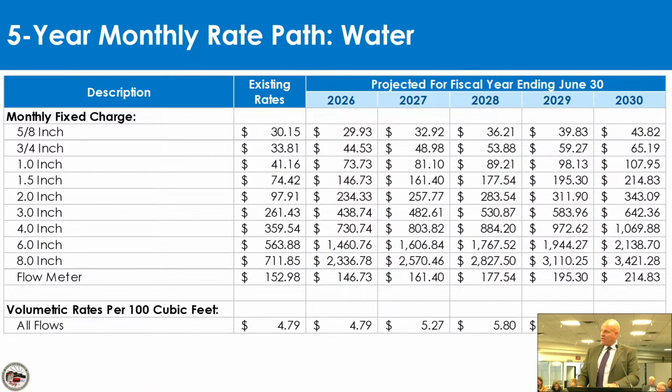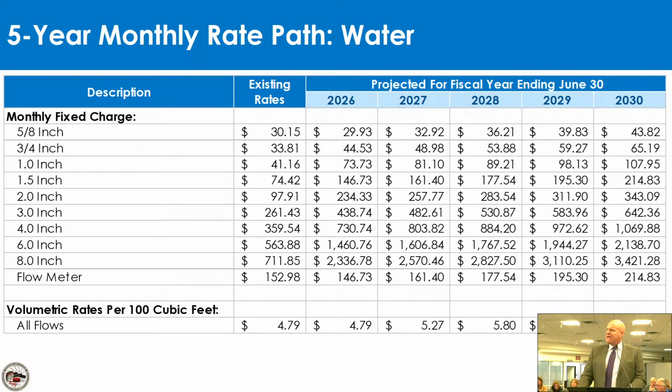So here is the rate table for the water rates. It's made up of what we call the fixed charge or meter charge, which is a charge every customer pays based on the size of their meter, and that's the matrix of rates across the top there. You see the existing rates, and then the rates each year beginning in 2026 up through 2030. And then at the bottom you see what's called a volumetric rate, sometimes called a consumption rate. That's the amount that customers pay based on the amount of water that they use.